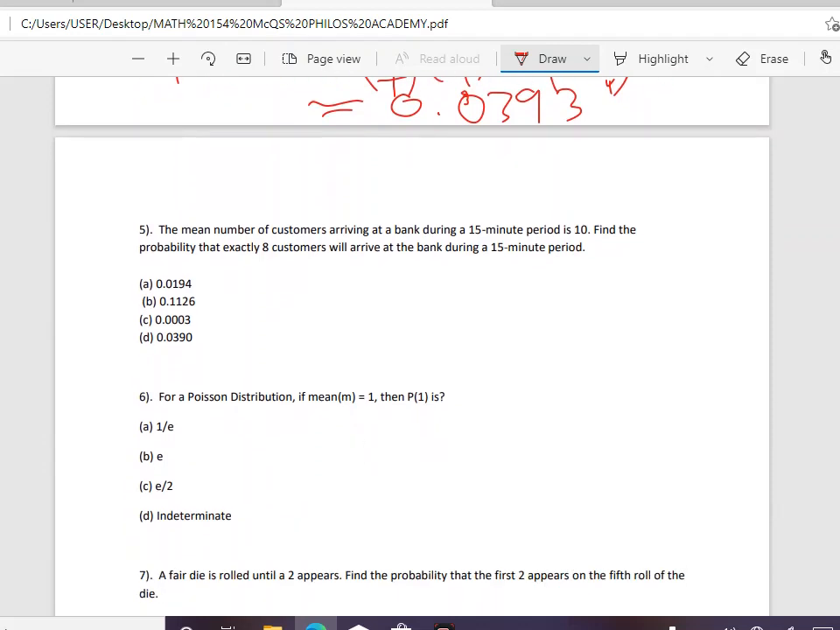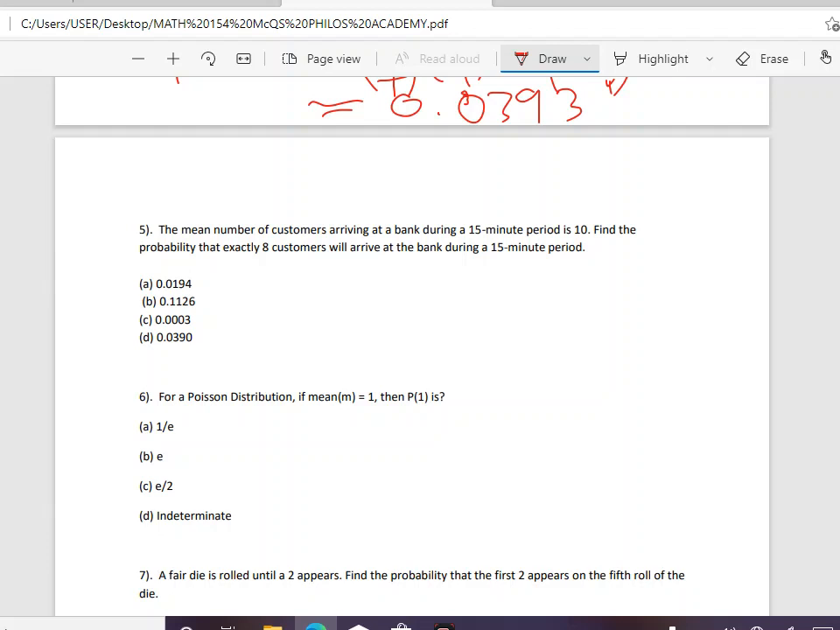Question 5 says, the mean number of customers arriving at a bank during a 15-minute period is 10. Find the probability that exactly 8 customers will arrive at the bank during a 15-minute period. Now, to solve this, you are going to use a Poisson formula.